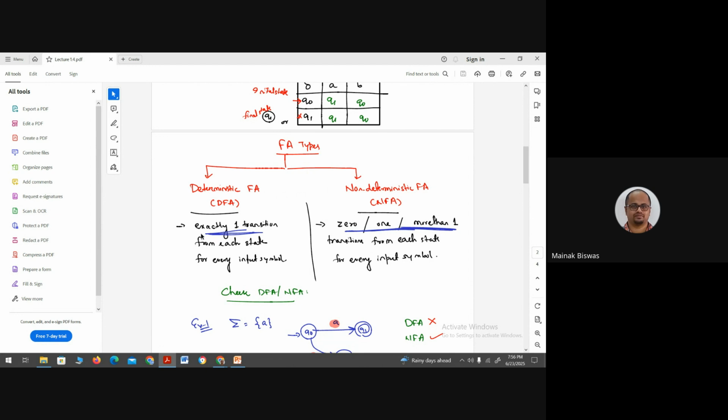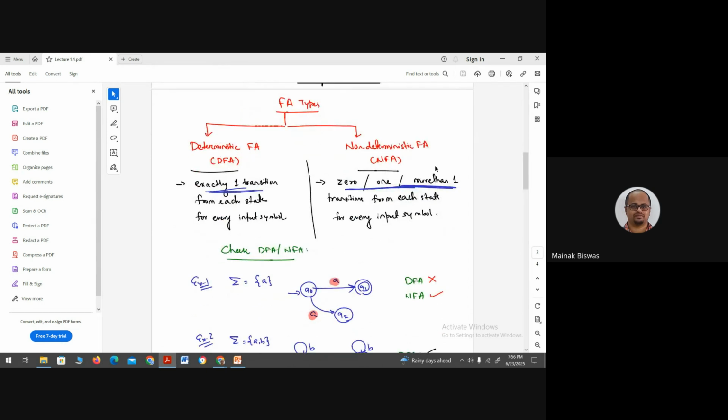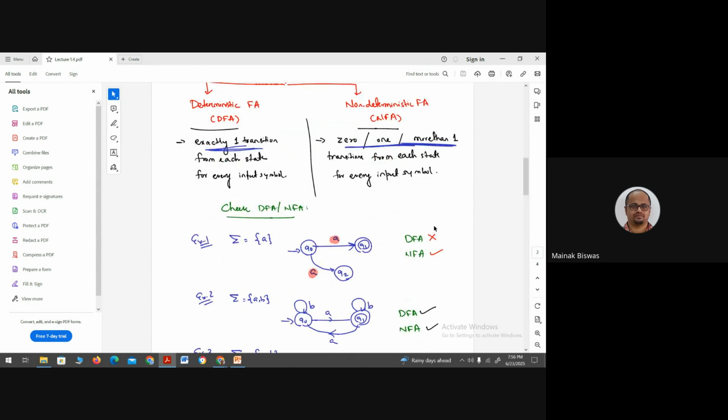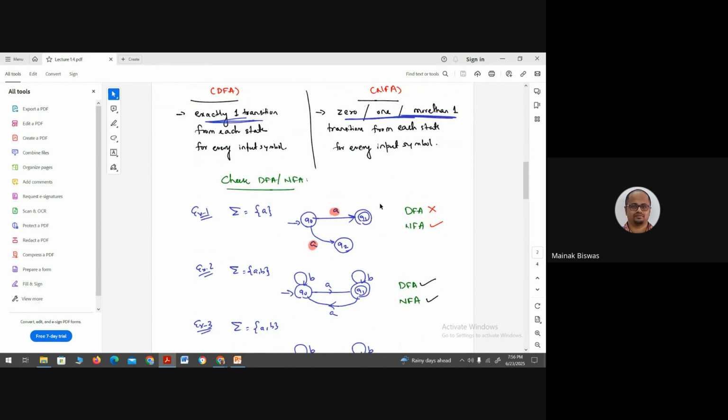So exactly one transition from each state for every input symbol. Now for non-deterministic finite automata, what is that? Zero, one or more than one transition from each state for each input symbol, right? Sometimes it can be null also, for no symbols actually.